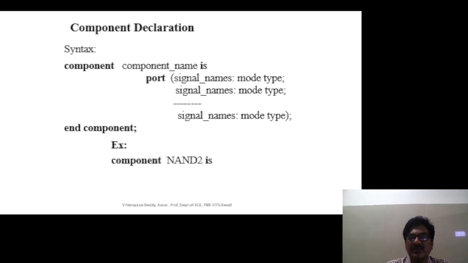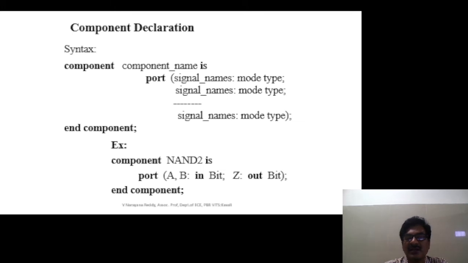Now let us see one example of component declaration, that is for a 2 input NAND gate. How can you write the component declaration for the 2 input NAND gate? Start with the word component followed by the name of the component. Whatever name you can write, but usually the name should be proper. Since it is a 2 input NAND gate, I have given the name as NAND2. It means the component here is a 2 input NAND gate.